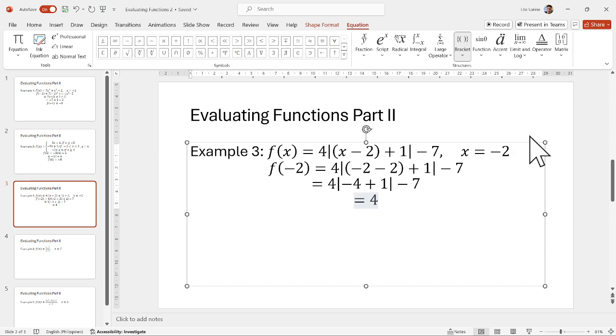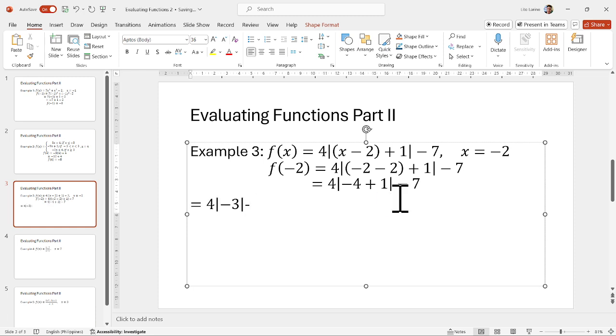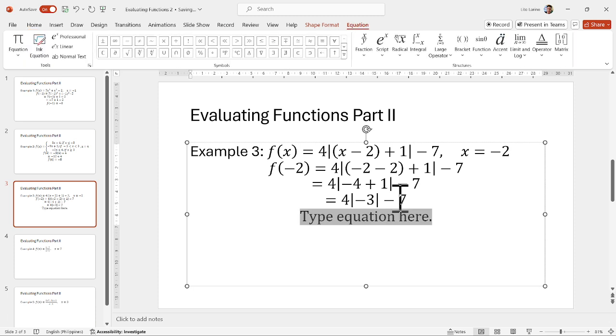What is negative 4 plus 1? That is equal to negative 3. Before we take the absolute value, we first get the sum of negative 4 and 1, and that is equal to negative 3, then minus 7. Okay? Before we multiply 4 and negative 3, we take first the absolute value of negative 3, and that is 4.